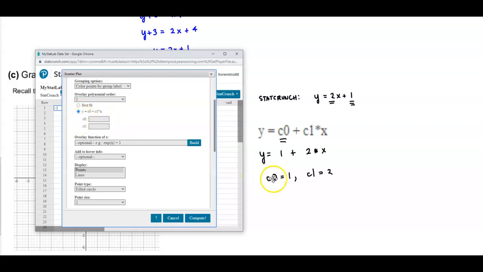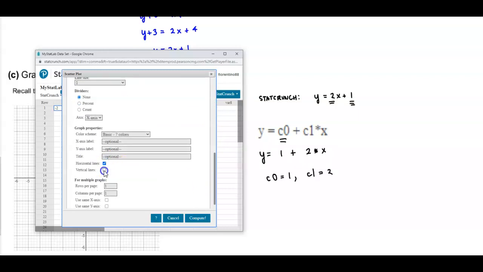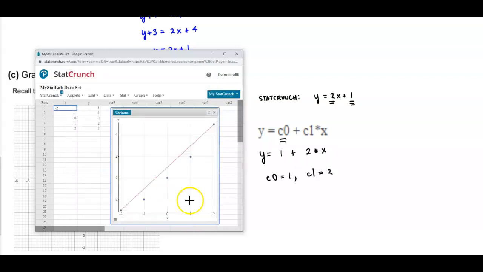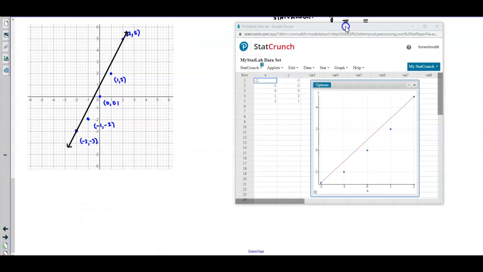And then C0, we know is 1. So we're going to put in 1. And then C1 is going to be the value of 2. Do not put the variable x because it already includes x. Okay. And then the only thing I'm going to include here, again, are my horizontal and vertical lines. And then select compute. And now you can see that the graph now shows the line of best fit.